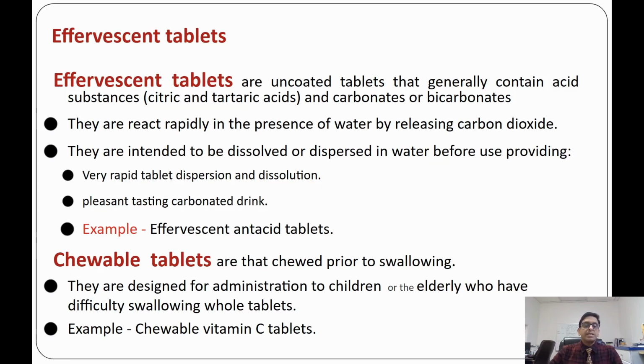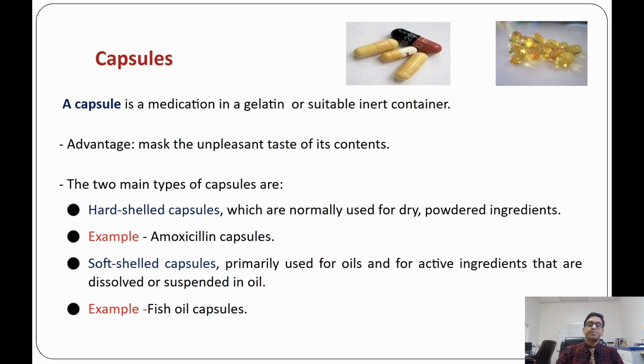Coming to the next, the chewable tablet. They are chewed before swallowing. It has to be chewed in the oral cavity. They are designed for administration to children, adults, and elderly patients who have difficulty in swallowing a whole tablet. In that case, it is normally advisable to go for a chewable tablet. Most commonly available is the chewable vitamin C tablet.